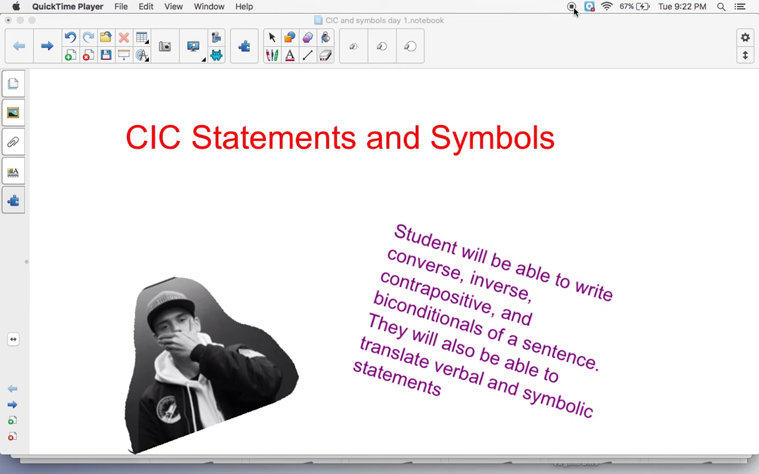This is more of a verbal unit, which means we're going to do a lot more words than we are going to do math. So it's going to give you a little change of pace, all right? It's not going to be a lot of algebra in this unit. Today we're just going to learn how to write converse, inverse, contrapositive, and biconditional statements. And then you're going to learn how to translate them from verbal to symbolic statements.